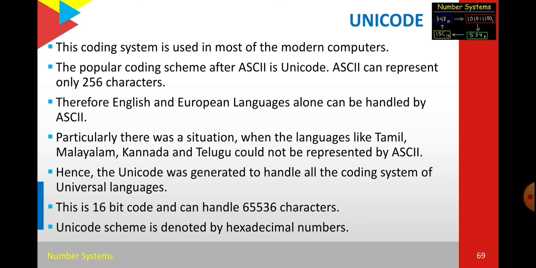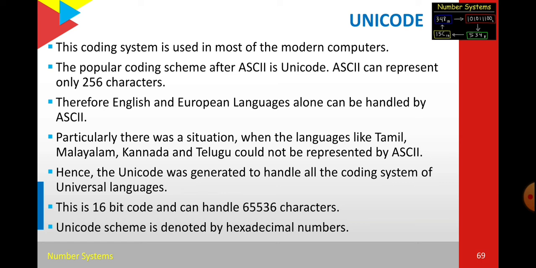For that we developed a new encoding system, that is Unicode. Unicode was generated to handle the coding of all universal languages, so universal languages can be represented by Unicode. This is a 16-bit coding system and can handle 65,536 characters. Okay, how many characters can it handle? 65,536 characters.